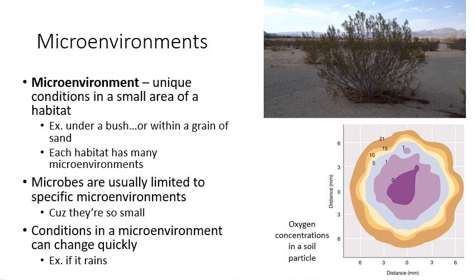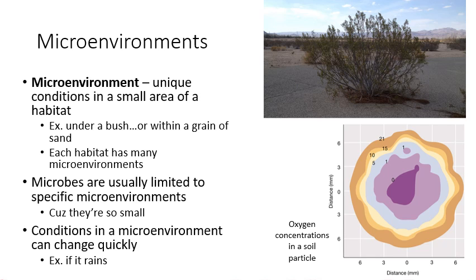Microbes are really tiny, so they're never going to be affected by the habitat as a whole. They would be affected by the microenvironment that they're in. And they're always going to be partitioning themselves into different microenvironments to find the conditions that are really right for them. Then a final thing to note about microenvironments is just that they can change very quickly.